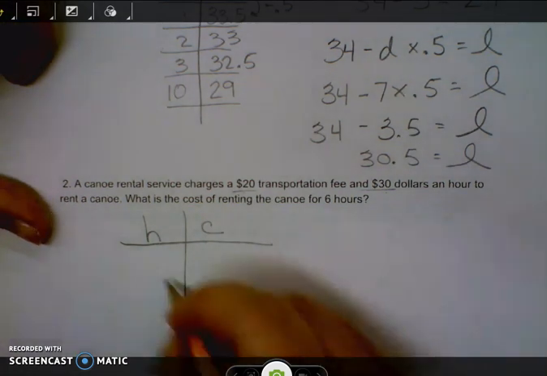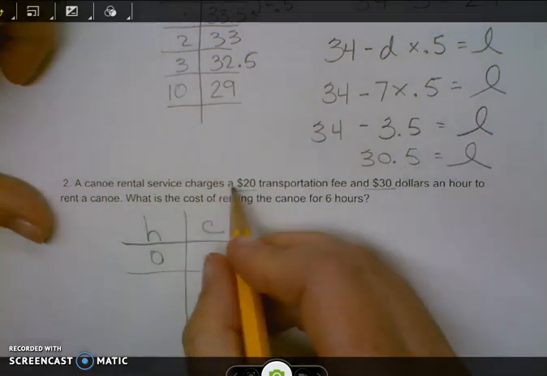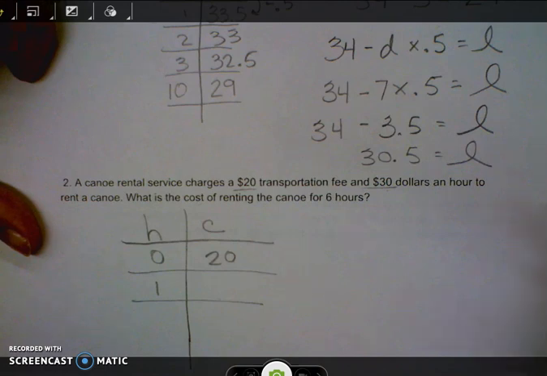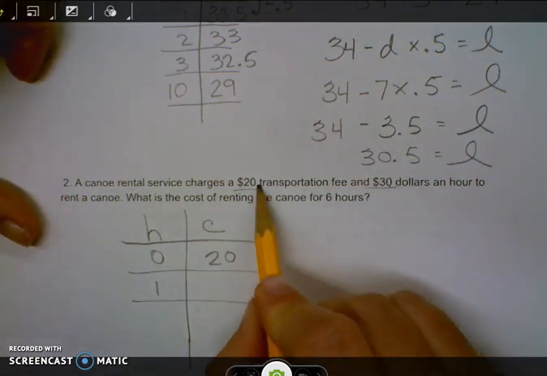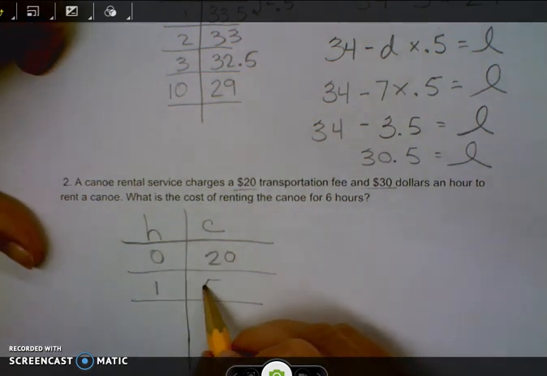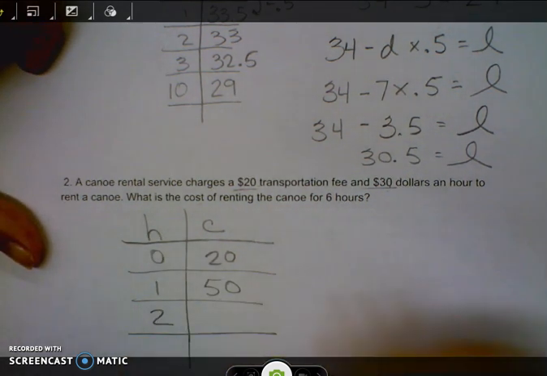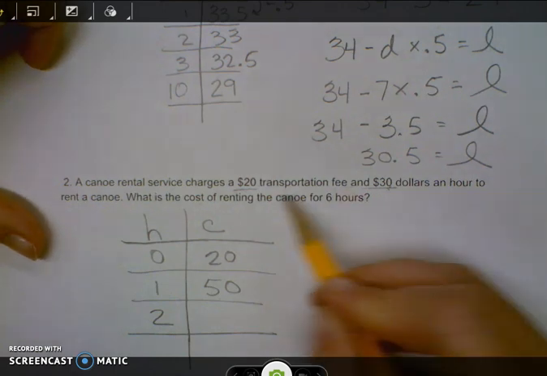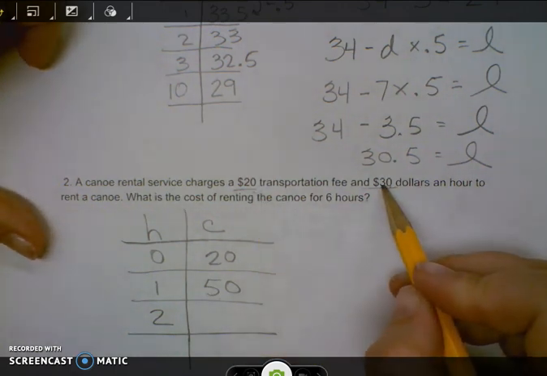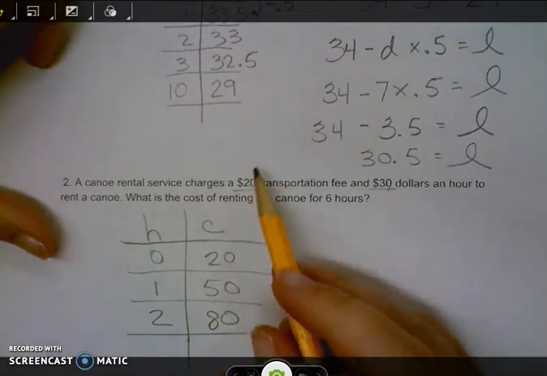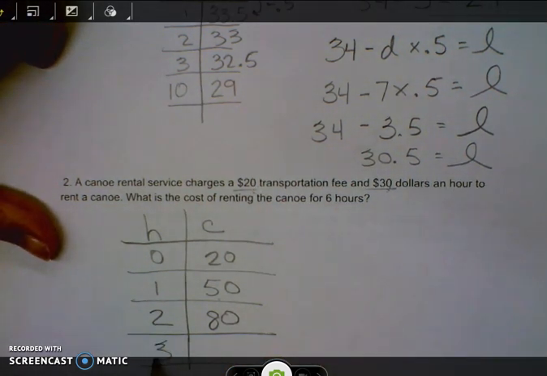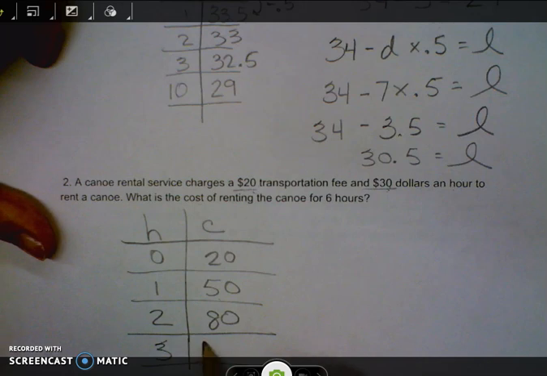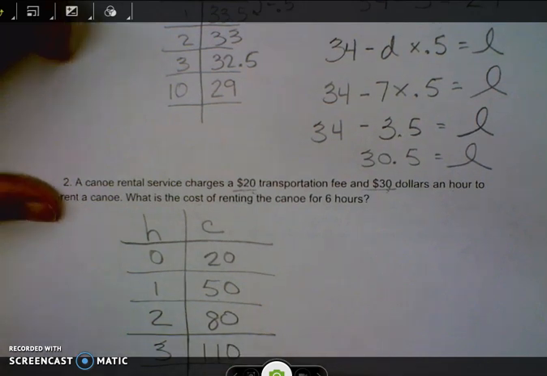total cost. So again, if I rent it for 0 hours, then I just have to pay the $20 transportation cost. If I rent for 1 hour, I have to pay the $30 per hour plus the $20 transportation cost, so that's $50. If I rent for 2 hours, I have to pay the $30 per hour, so 30 times 2 plus 20, so that would be $80. If I rented for 3 hours, I would have to do 30 times 3 plus 20, which would be 110. So I think I'm on to a pattern here.